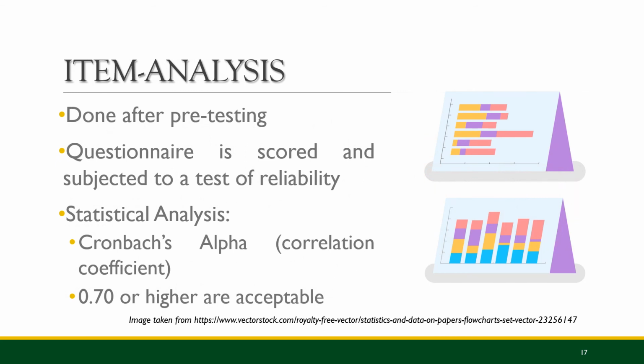Item analysis is done after pre-testing. After you have distributed or used your researcher-made questionnaire on a population similar to your study, your questionnaire is scored and subjected to a test of reliability. How reliable are the items in your questionnaire? It is subjected to statistical analysis using Cronbach's alpha, which is a correlation coefficient. Are the items in your questionnaire more or less correlated? For it to be acceptable, the Cronbach's alpha should be 0.70 or higher. If it is lower than 0.70, then you have to revise or revisit the contents of your questionnaire.